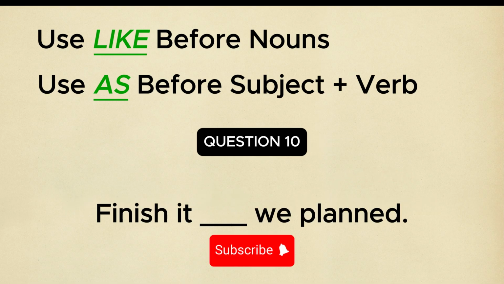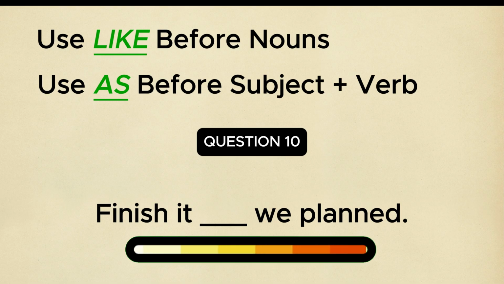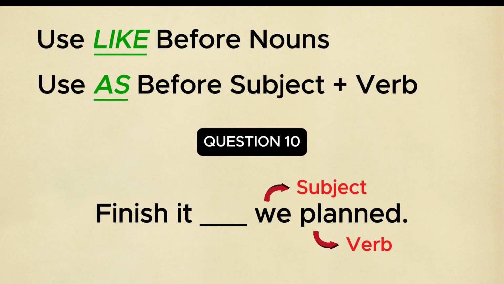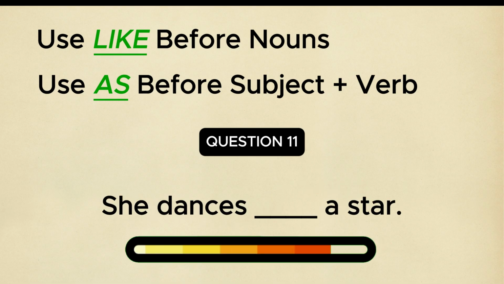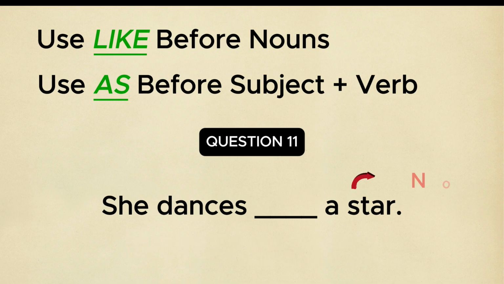10. Finish it blank we planned. This is a subject plus verb. The answer is as. 11. She dances blank a star. This is a noun. The answer is like.